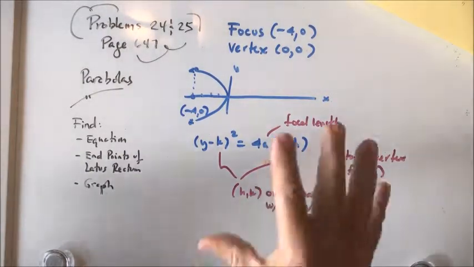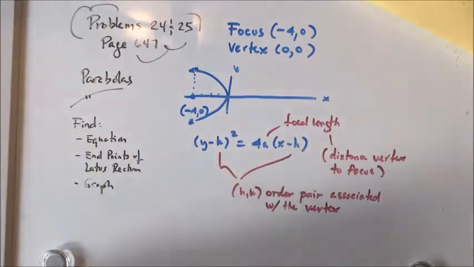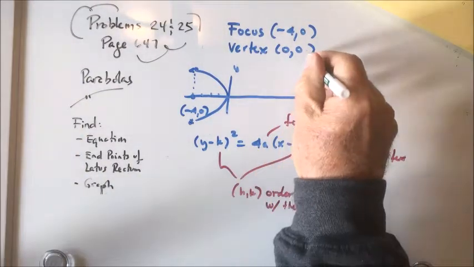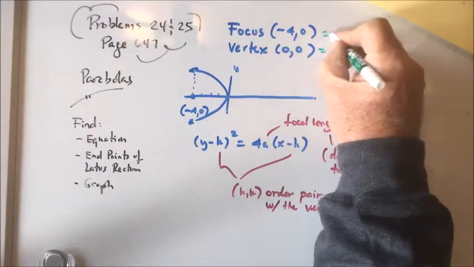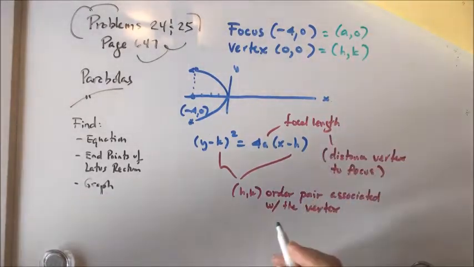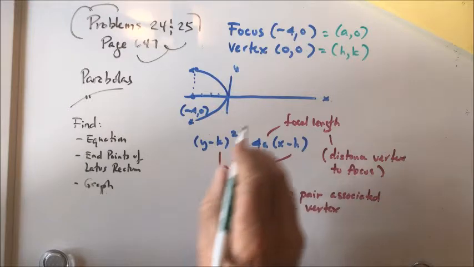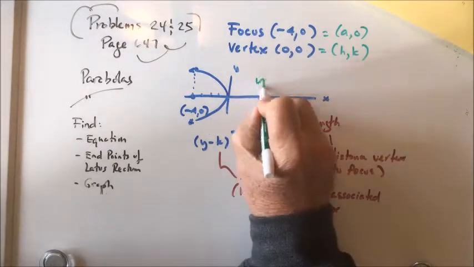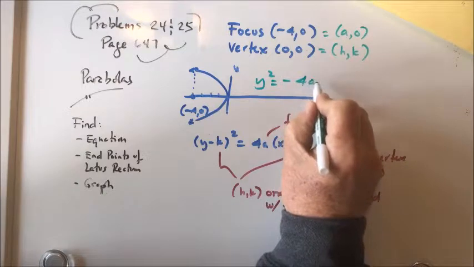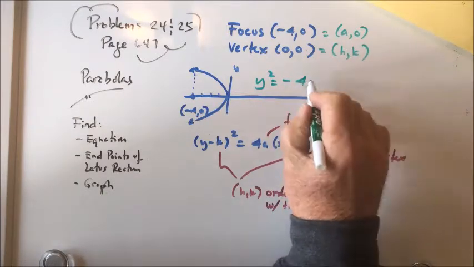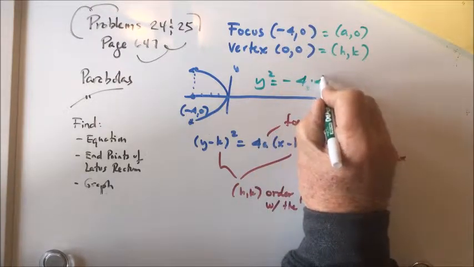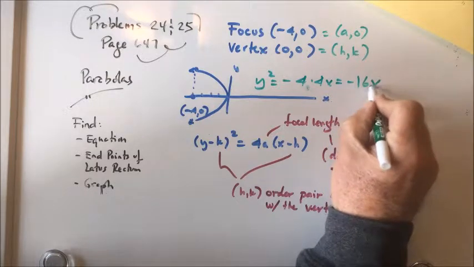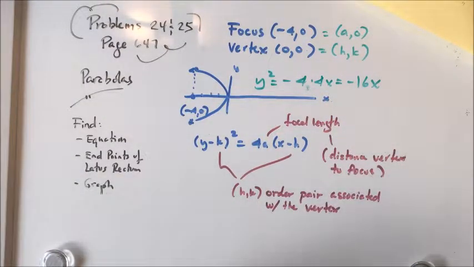So if I'm going to specialize this particular case, h and k are both equal to 0. This is the point a, 0. So that means this is the equation. The equation for this is y squared is equal to 4a x. Focal length a is -4, so it's 4 times -4 x, which is -16x. Okay, y squared equals -16x. That's problem 24. Do I need to do anything else?